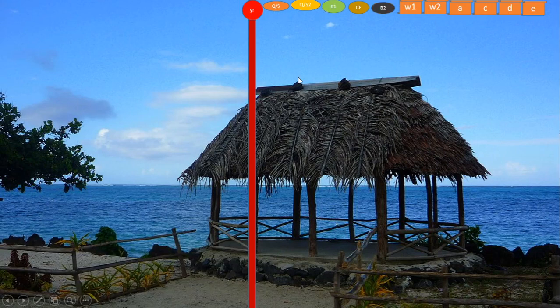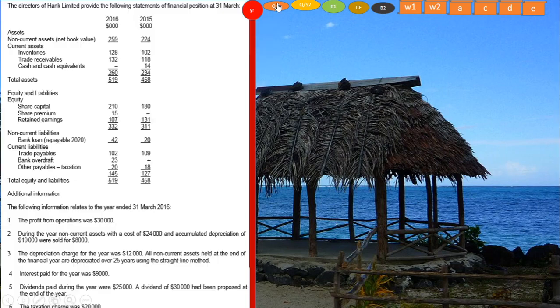So let us look at an example from your exam paper 2016 winter 3-1. Now this is the question. Directors of Hank Limited provide the following statement of financial position at 31 March. So year end is 31 March 2016, 2015. You have 2 years data out here.